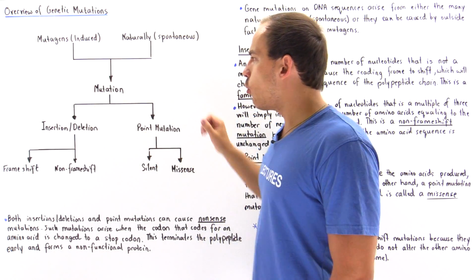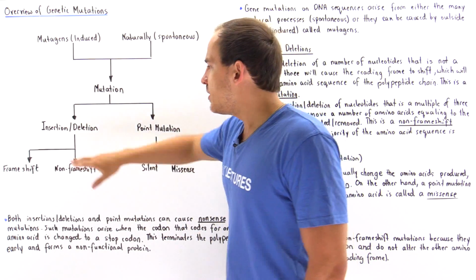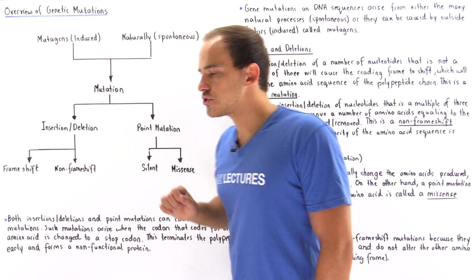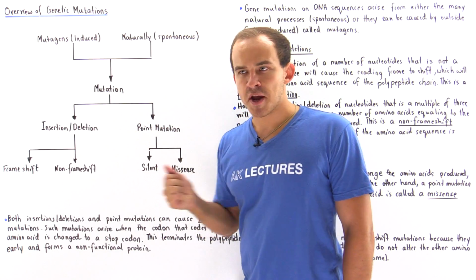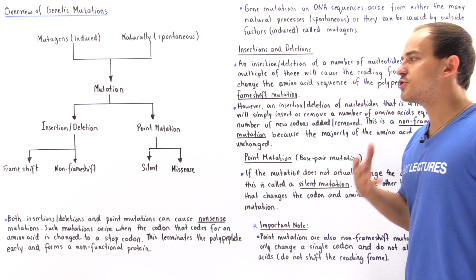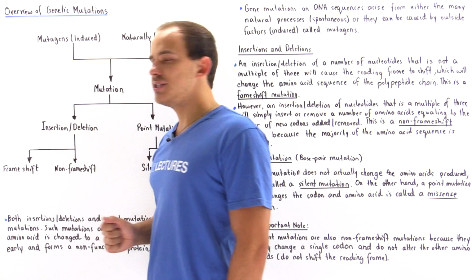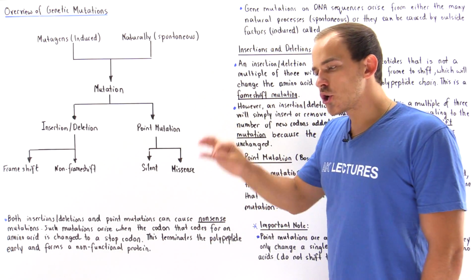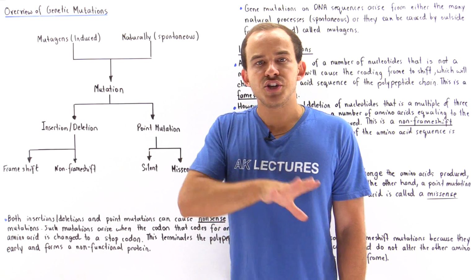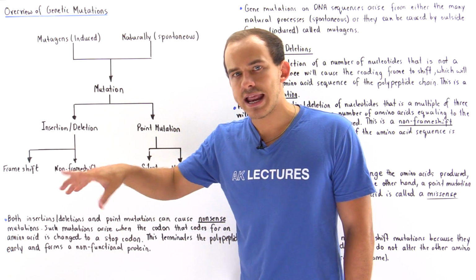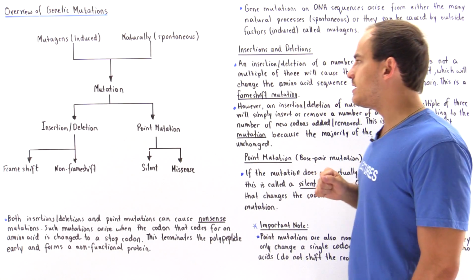Now, once we form the mutation, there are two categories of mutations. We have insertions and deletions, as well as point mutations, which are also known as base pair mutations or base pair substitutions. Let's begin by discussing insertion deletions. To insert something or to delete something means we're either placing nucleotides into the DNA or we're removing nucleotides from that DNA sequence.